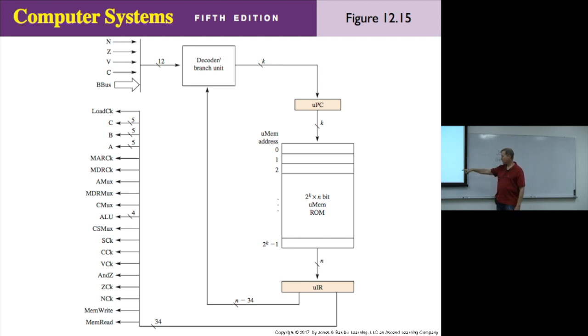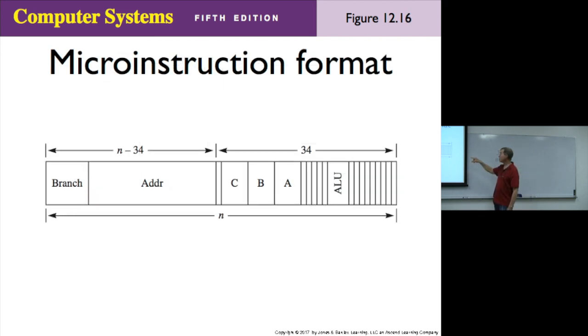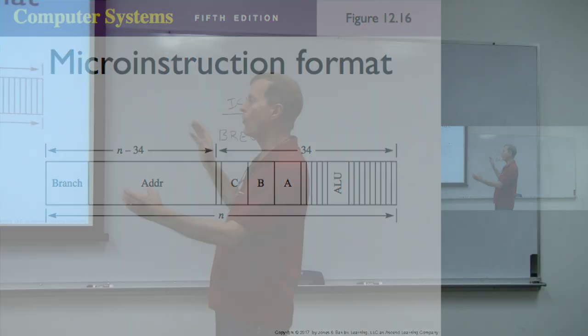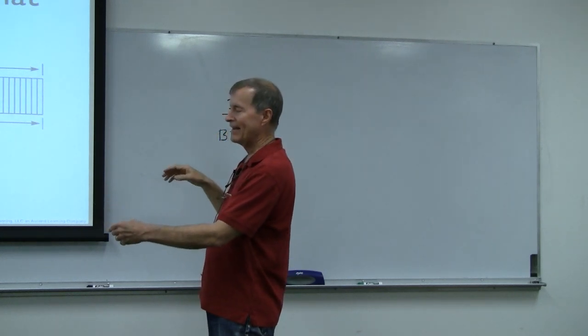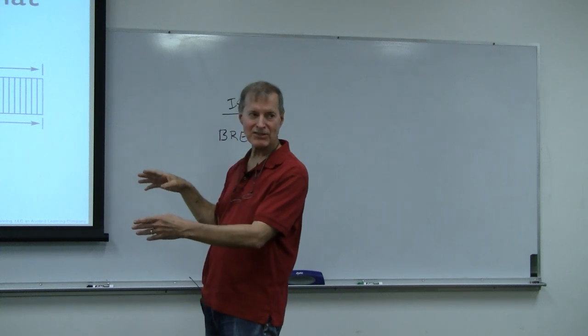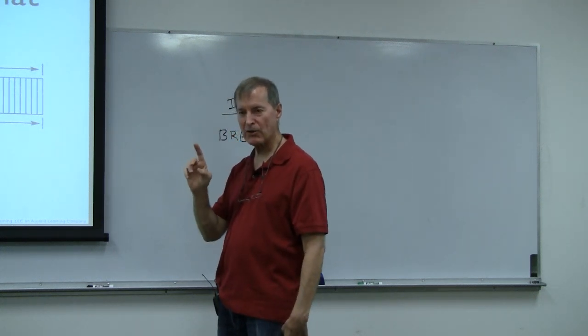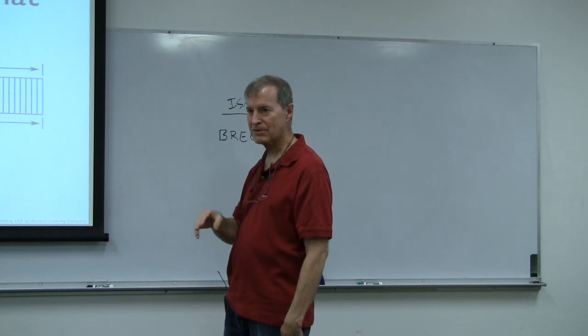And here is a picture. This micro instruction register here in figure 12.16 shows the micro instruction format. In general, there's going to be 34 bits of this instruction, and on the rightmost 34 bits, each one of those 34 bits is attached to a control line. You see how that works? And then the whole instruction is n bits wide, and n is beyond the scope of this course. So we don't know what the value of n is, but whatever it is.